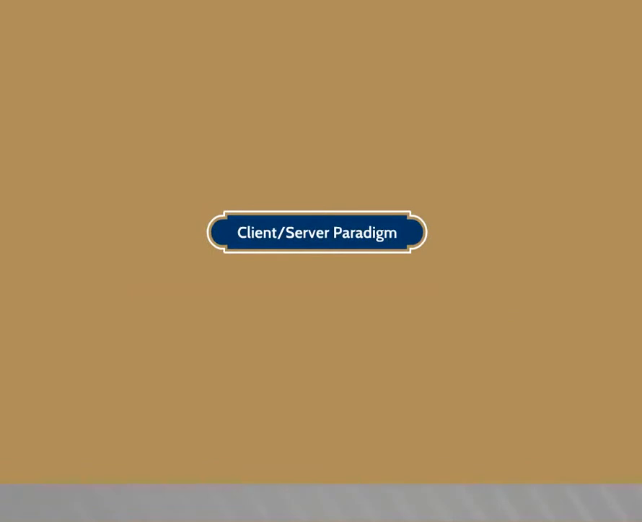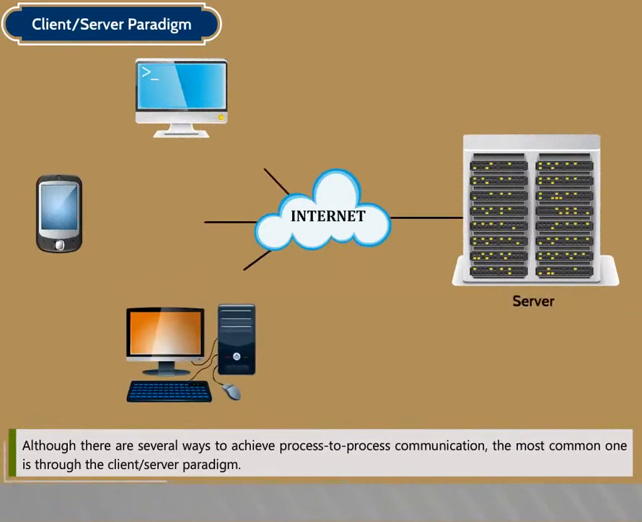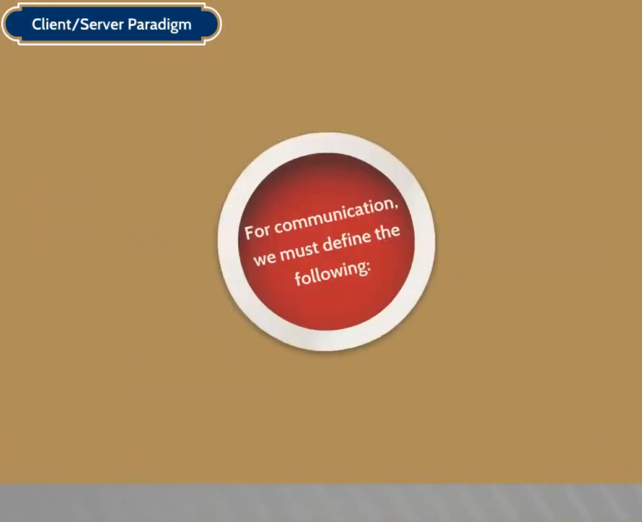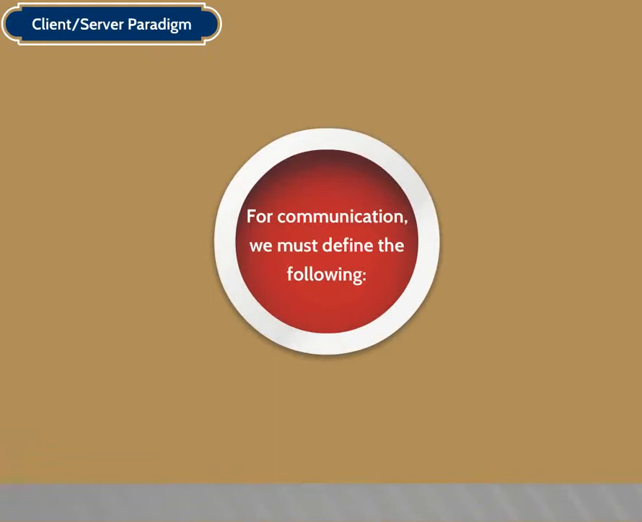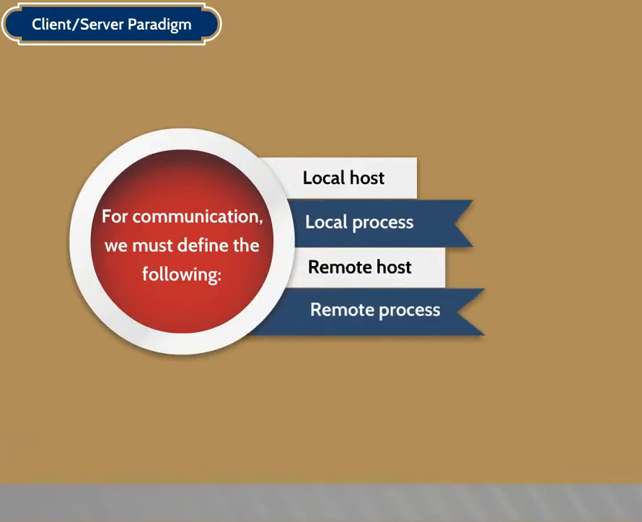Client-server paradigm. Although there are several ways to achieve process-to-process communication, the most common one is through the client-server paradigm. A process on the local host, called a client, needs services from a process usually on the remote host, called a server. For communication, we must define the following: local host, local process, remote host, remote process.